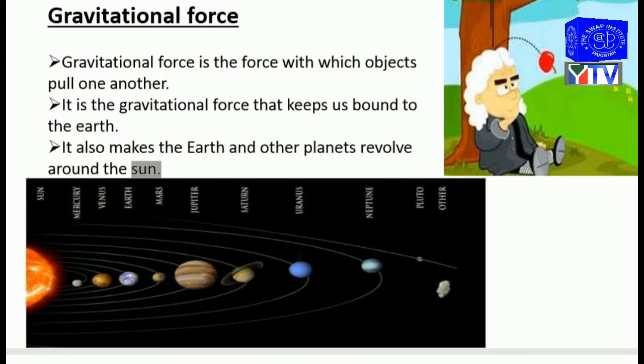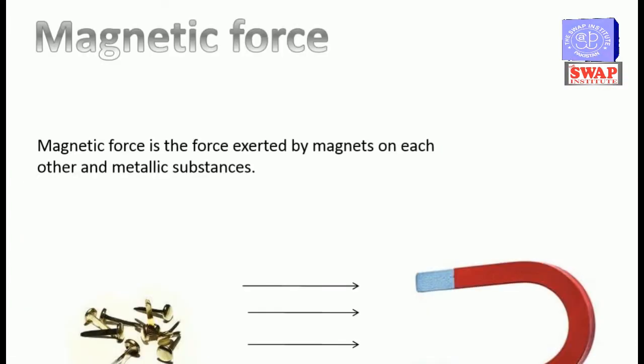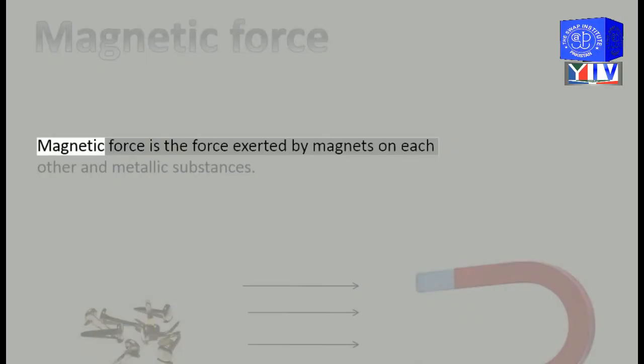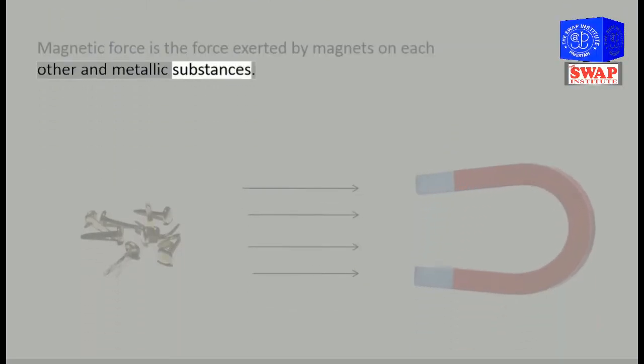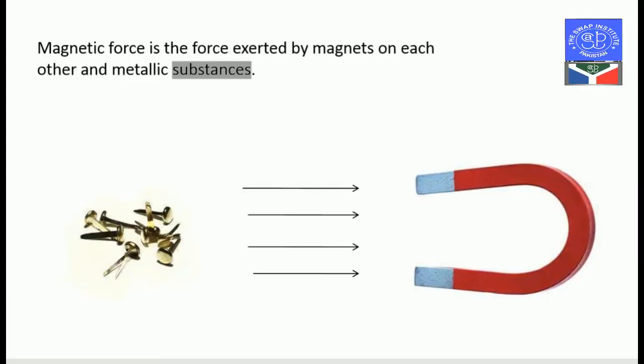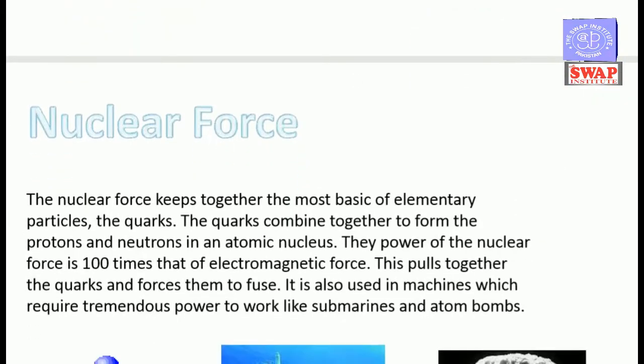This is the first type of force. Now I'm going towards the magnetic force. Magnetic force is the force exerted by magnets on each other and metallic substances. This is the metallic surface, and the force between the metallic surface and the magnet is called magnetic force. Now I'm going towards the nuclear force.